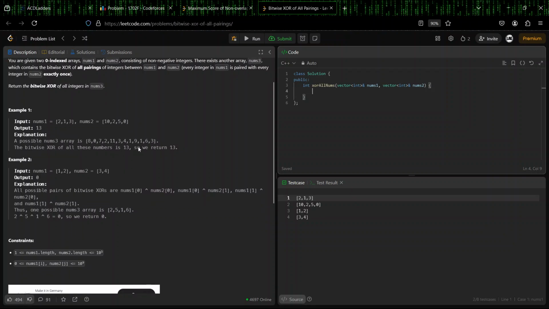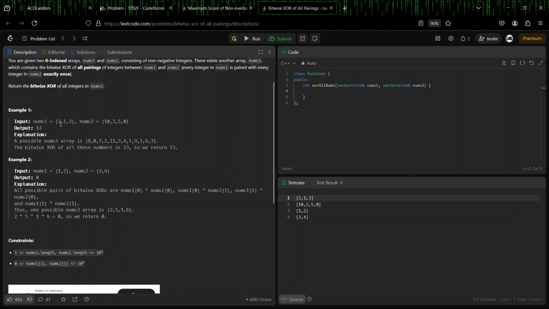Okay, so this is the question, and see, nums1 is 2, 1, 3, nums2 is 10, 2, 5, 0. So the 2 from nums1 will be paired with everyone and their XOR will be taken. So 2 XOR 10 is 8, then 2 XOR 2 is 0, then 2 XOR 5 is 7. So in this way, every integer from nums1 is paired with every integer in nums2 and their bitwise XOR is taken, and we have to return the bitwise XOR of this newly formed array.